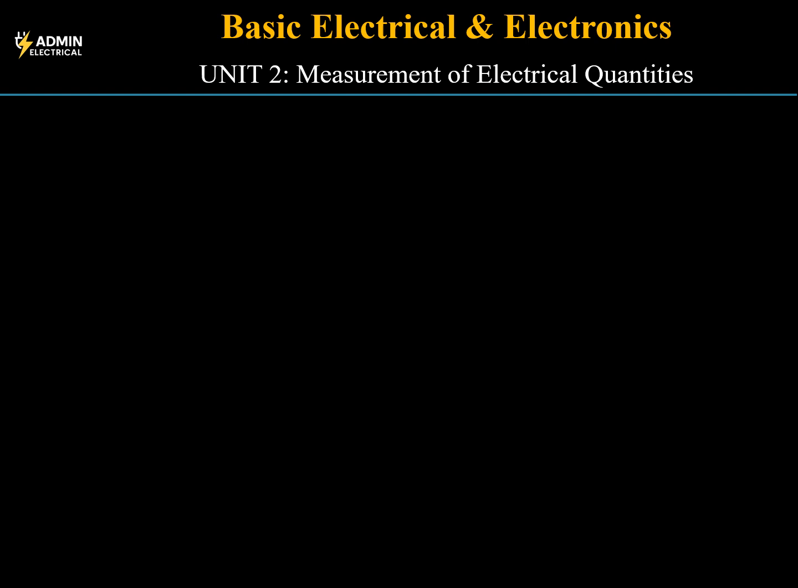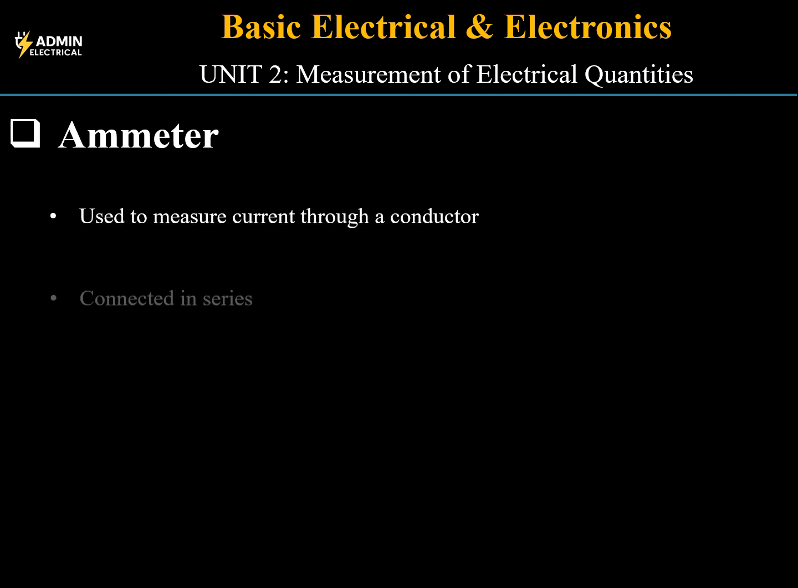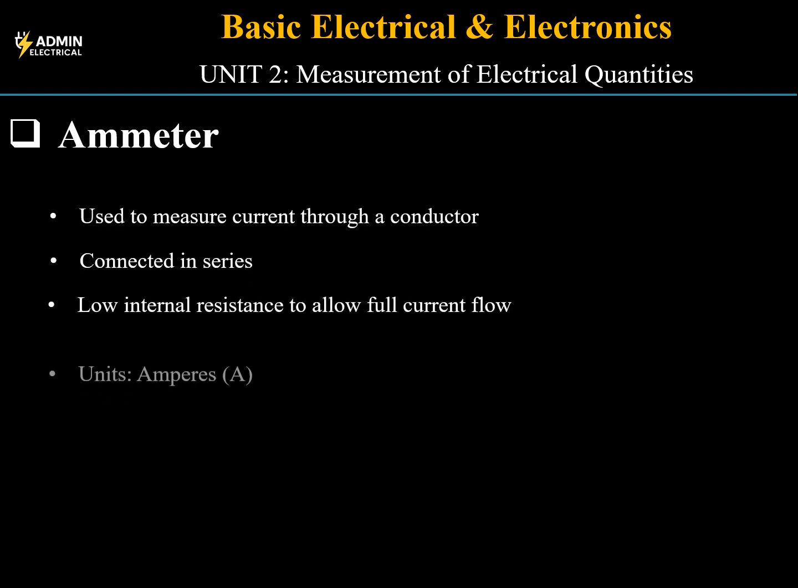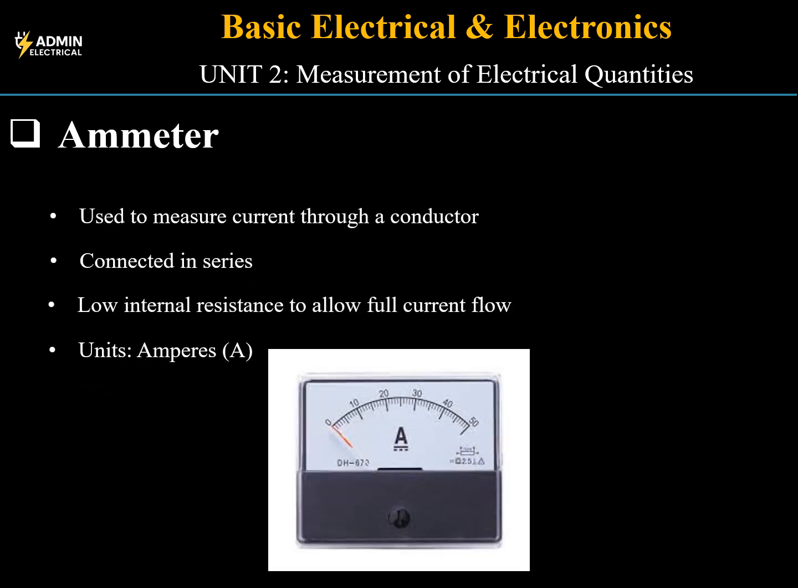An ammeter is used to measure current in a conductor. It is always connected in series so that the full current flows through the meter. It must have very low internal resistance, so it does not drop voltage or interrupt the flow. Current is measured in amperes, A.